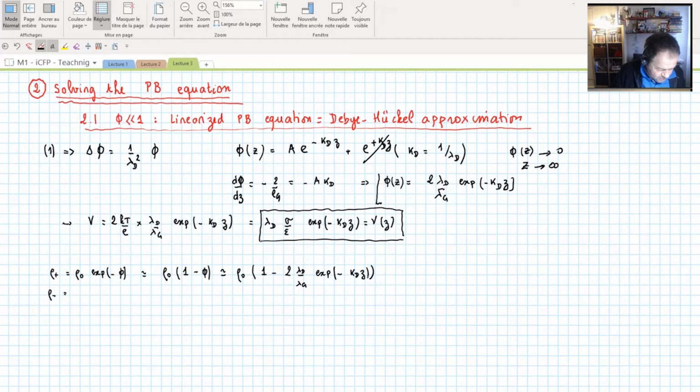For the other one, it is rho naught exponential of plus phi, which is at the end rho naught times 1 plus 2 lambda_D over l_G exponential of minus kappa_D z.